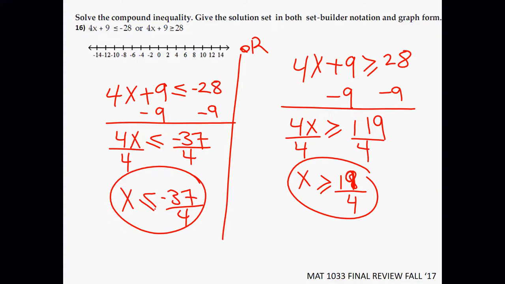So your final answer should be x less than or equal to negative 37 over 4, or x greater than or equal to 19 over 4.